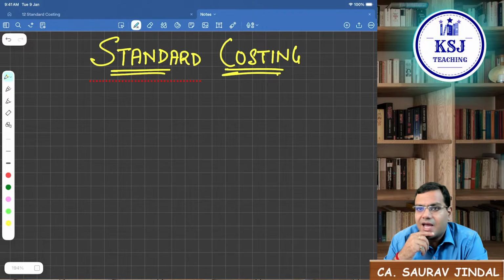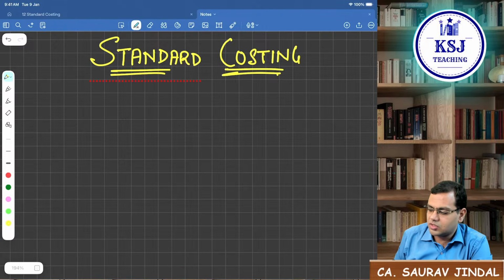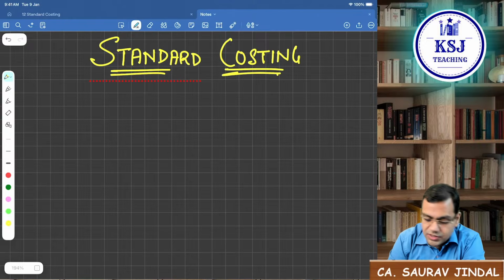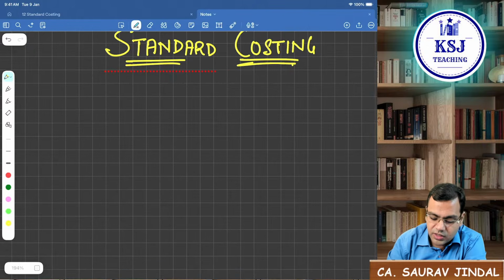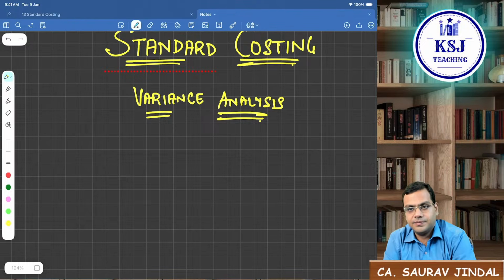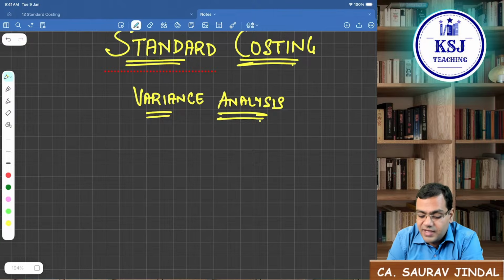So first and foremost, we'll see what standard costing deals with, what standard costing talks about. Standard costing is also known as variance analysis. Now, the most important thing is you should know what this chapter deals with: variance analysis or standard costing.